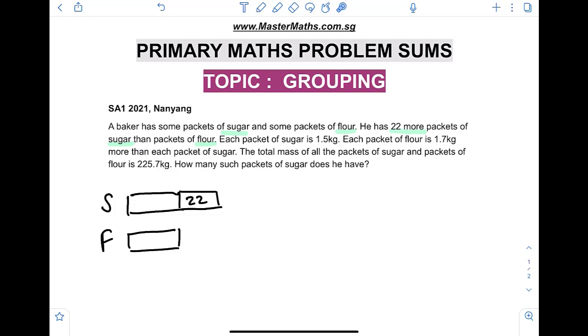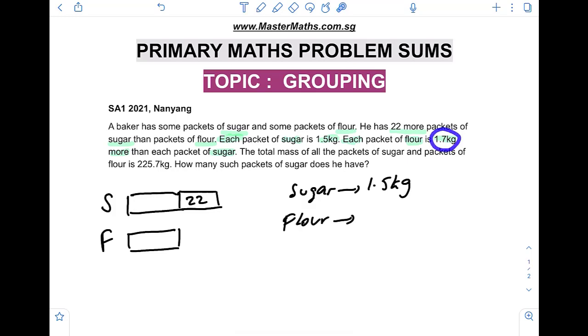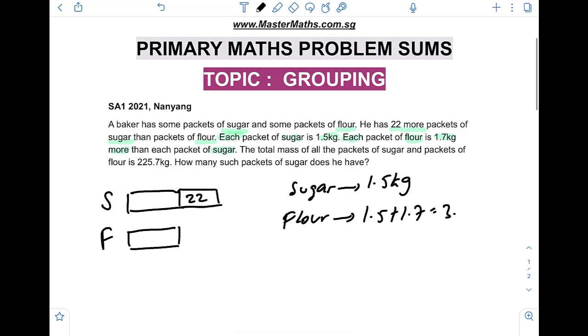Now each packet of sugar is 1.5 kilograms. Each packet of flour is 1.7 kilograms more than each packet of sugar. So sugar is 1.5 kg each. Flour, take note, is not 1.7, it's 1.7 more than the sugar. So 1.5 plus 1.7, which is 3.2 kg for each packet of the flour.